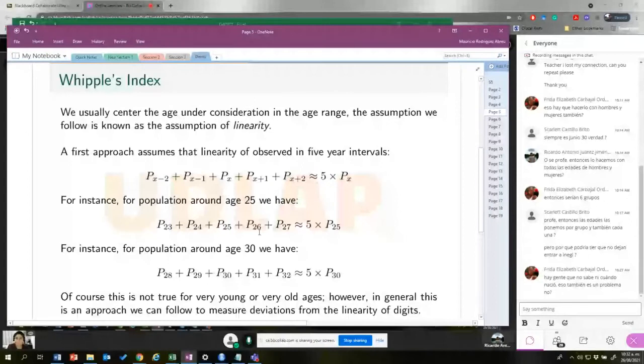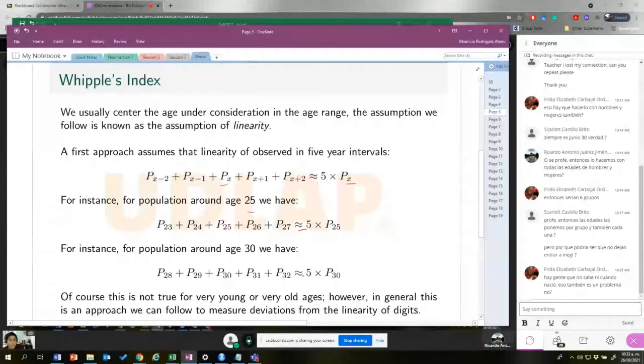This is called Whipple's index. It was developed by, I don't remember his first name, but his last name was Whipple, where he said, okay, we know that people are centering their age around 0 and 5. So let's use this assumption of linearity and say, okay, if I take one specific age, say 27, and I take 25, 26, 27, 28, and 29, if I add these 5 individual ages, this should get really close to 5 times the population that I have in my middle group, if we have no big changes in population, okay? So using this approach, let's say I want to do it for 25, this would happen, right? It's not equal, but it has to be really close to that number. And for 30, we can do the same.